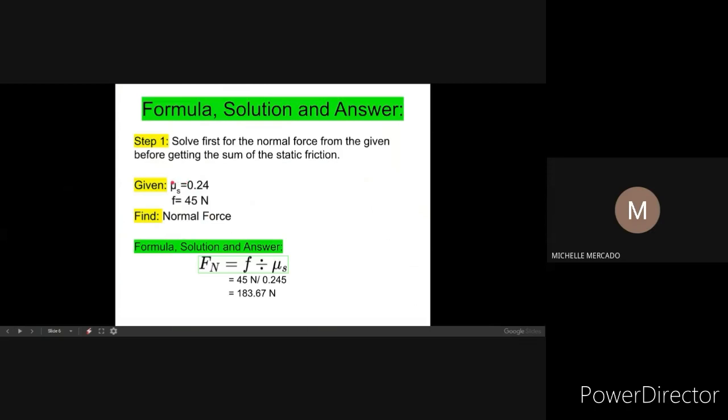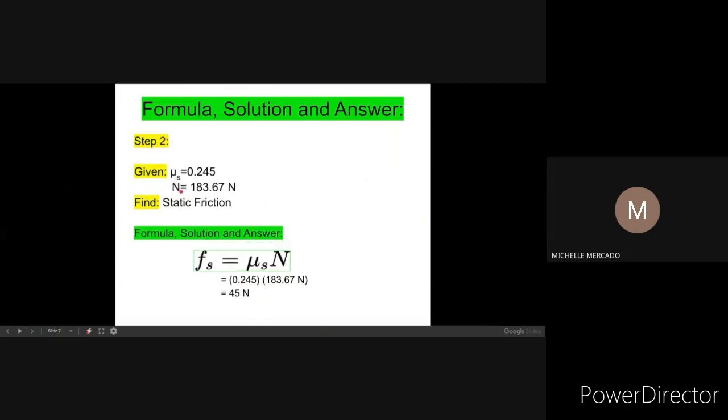Substituting the given, 45 Newton divided by 0.245, the answer will be 183.67 Newton. Since we now have the normal force, we're going to find the static friction by using the normal force.